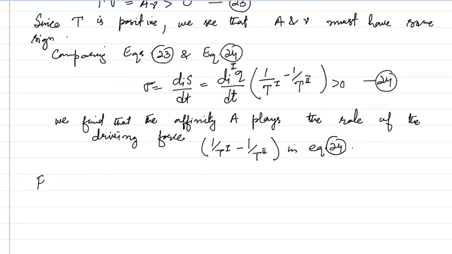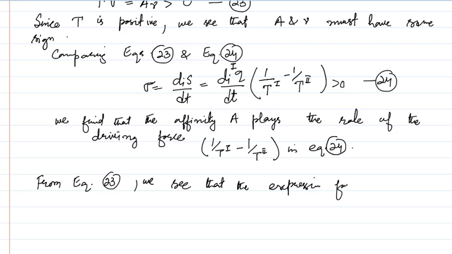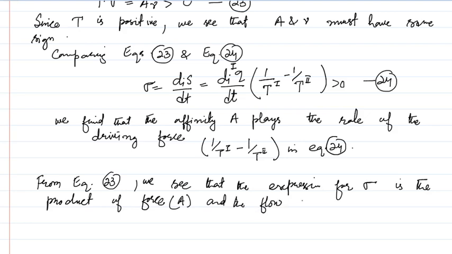So from equation 23 we see that the expression for sigma is basically the product of force, here it is affinity A, and the flow, and flow here it is simply nu, rate of reaction.